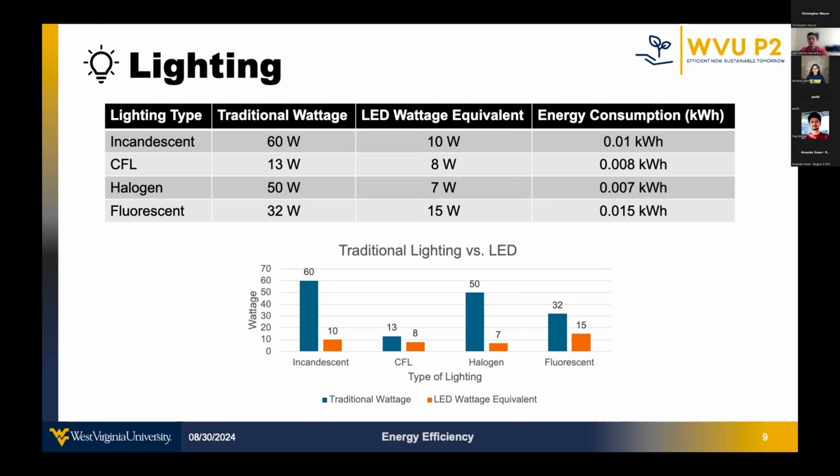And lastly, fluorescents. For example, a 32-watt bulb can be replaced with a 15-watt LED bulb, and it can bring significant savings. And the chart at the bottom just visualizes these comparisons, truly showing that there is a reduction in energy consumption when you switch from traditional lighting to LEDs. And this change not only decreases energy use, but it also contributes to sustainability by lowering overall electricity demand.